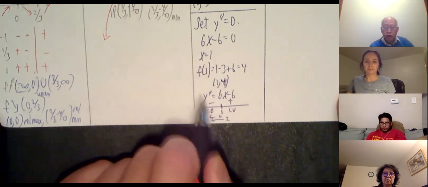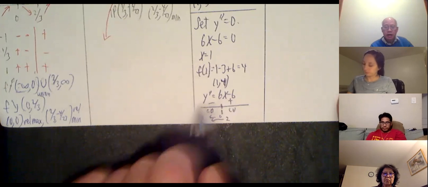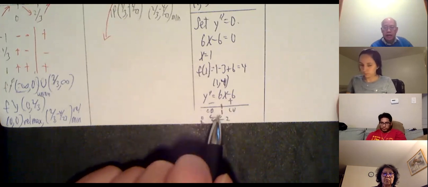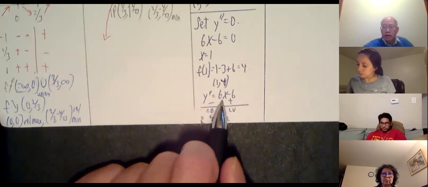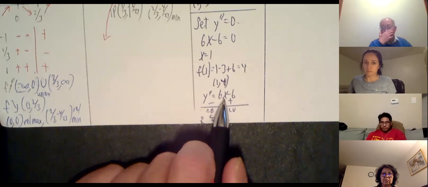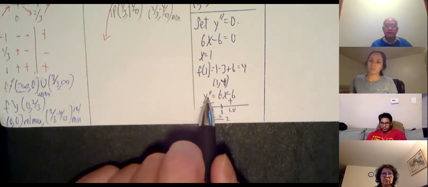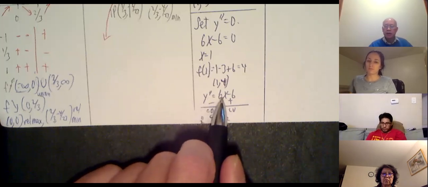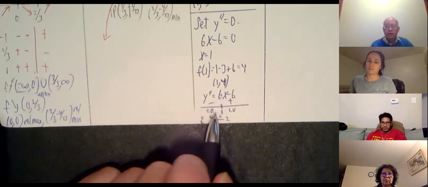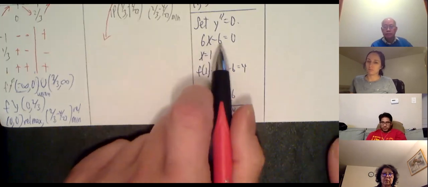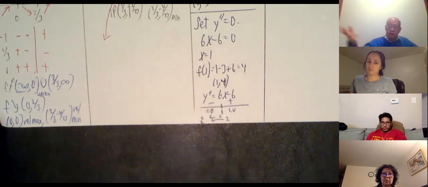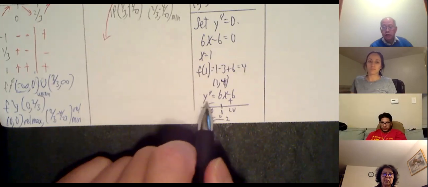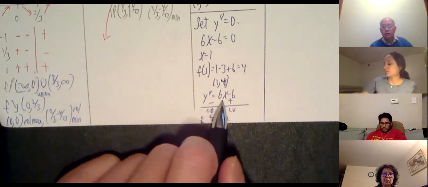Do the same thing. Y double prime, 6x minus 6. On my number line, I lay down only the number 1. What's so special about 1? Well, when I plug in 1, I get 0. Not for the first derivative, but for the second derivative, y double prime. And that's the only value for which I get the result to be 0. So if I plug in any other number, I do not get 0, which means it's either going to be positive or negative. So I have to determine, is it positive or is it negative?